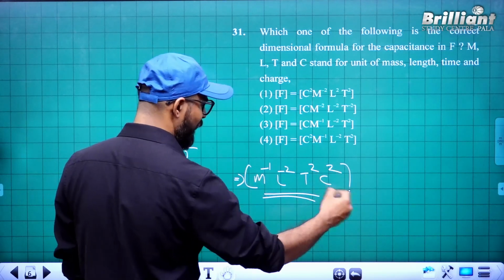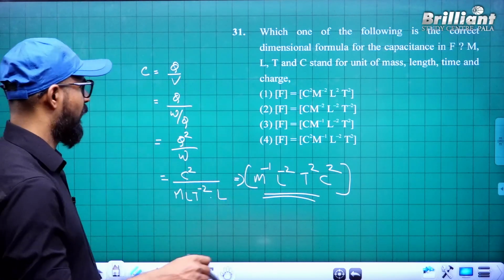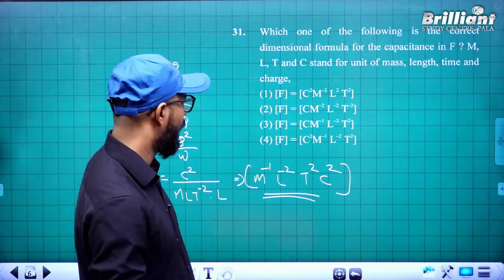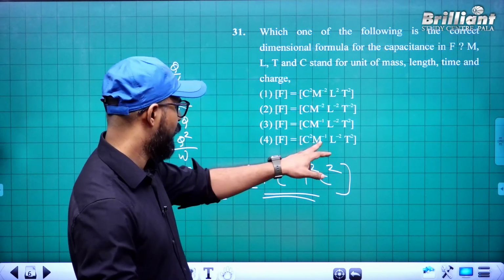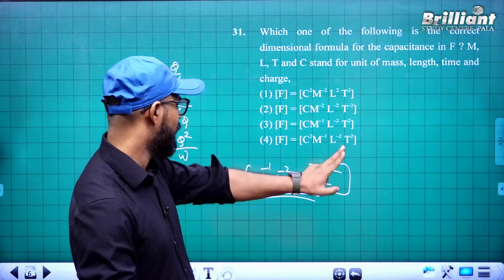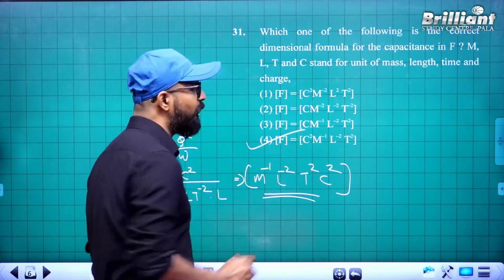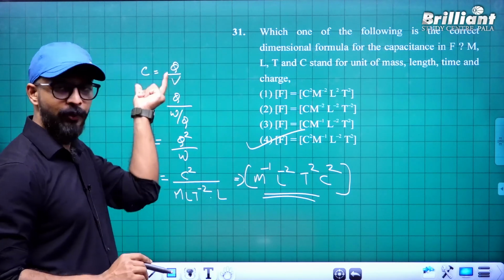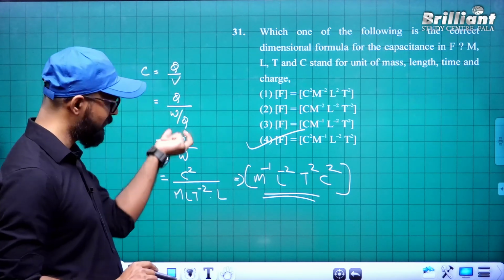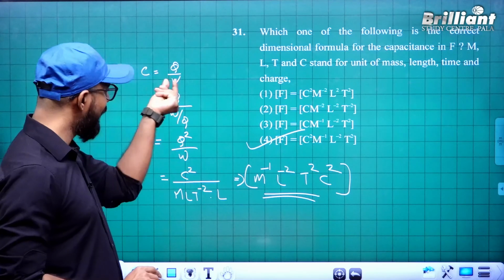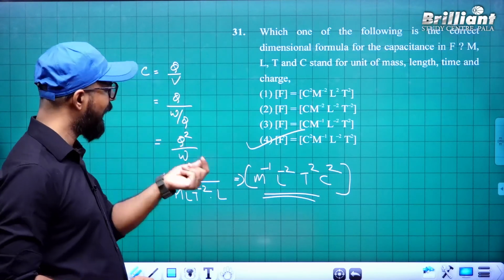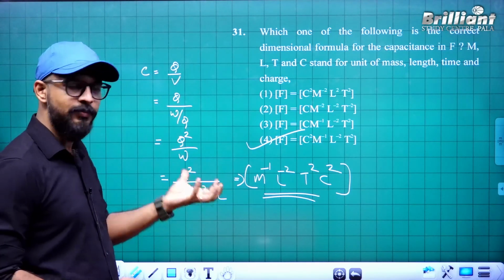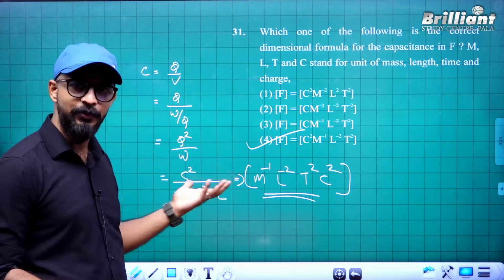Well, we are searching for this equation. Where do we find C square m to the power minus 1 L to the power minus 2 T square? Option 4. Clear? A very easy question. All you have to be careful about is the equation you have to use, and rewrite each of the terms over there into fundamental terms and substitute the value. There you go. That's the answer. Clear?